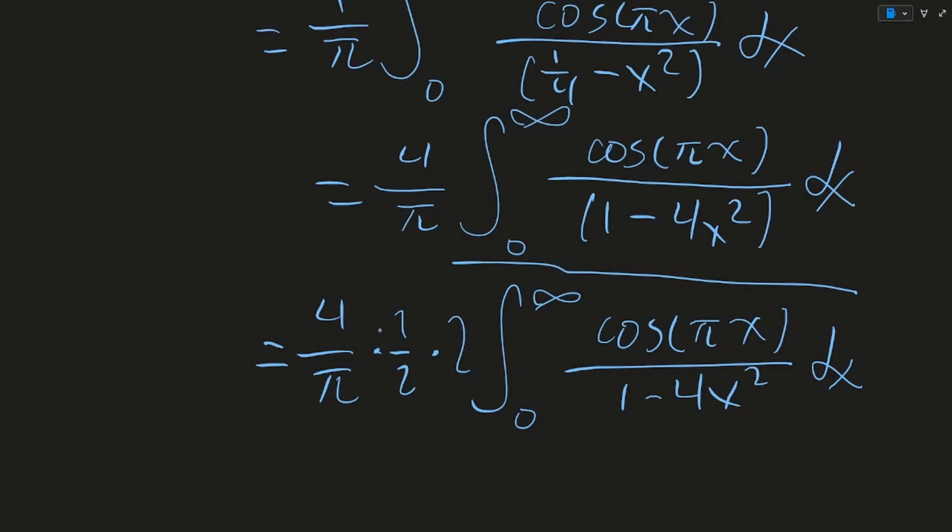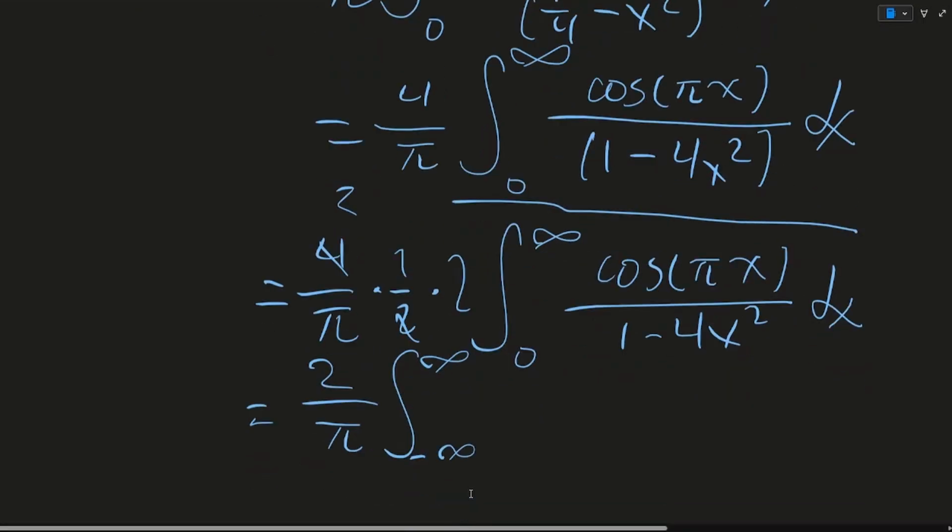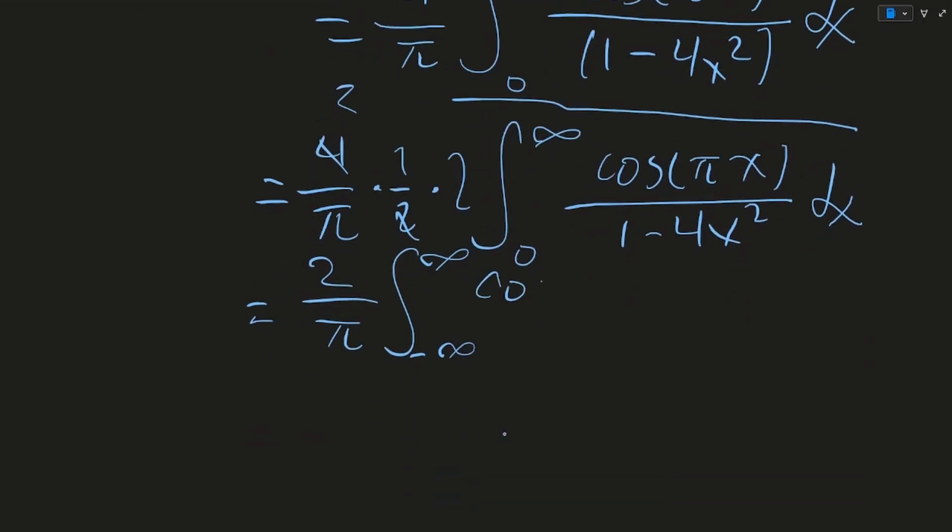Since our function is even, 2 times the integral from 0 to infinity is the same as saying the integral from negative infinity to positive infinity along the whole real line. And we can cancel this 2 and this 4 out to get 2 over pi. That gives us 2 over pi times the integral across the whole real line of that same expression. And of course, you might be wondering why we made this a little less simple.